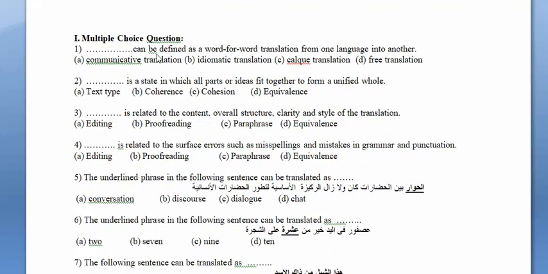Space can be defined as a word-for-word translation from one language into another. A. Communicative translation. B. Idiomatic translation. C. Calque translation. D. Free translation. According to what you have been taught in the course. Okay. So here, if this is part of your course, you are going to choose C. Calque translation.